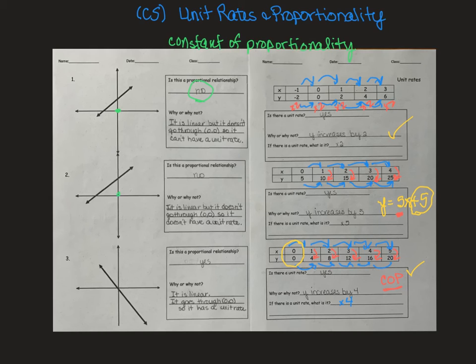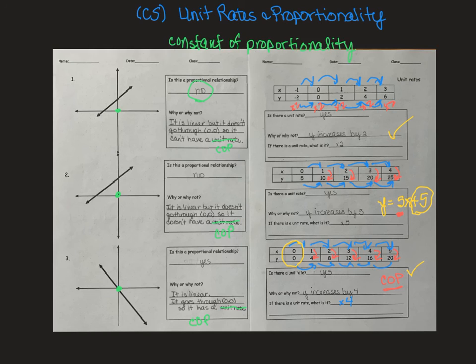Okay, is this proportional? No. It is linear, but it doesn't go through 0, 0, so it doesn't have a unit rate. It doesn't have a constant of proportionality. A constant of proportionality. I really should have written that instead. Let's cross that out. It has a unit rate, which makes it linear. And right here, we want to put COP. Okay, it is linear and goes through 0, 0, which means it has a constant of proportionality.